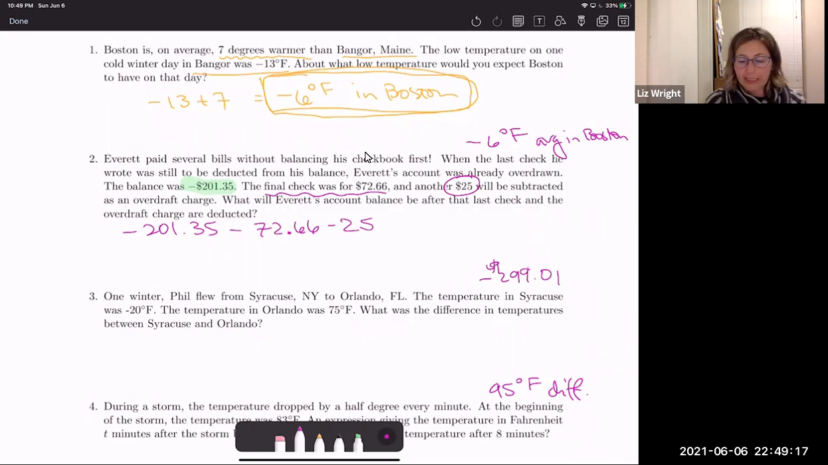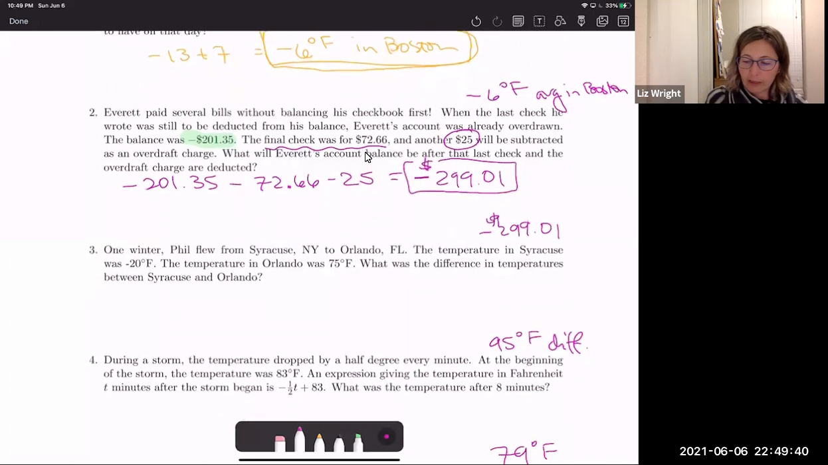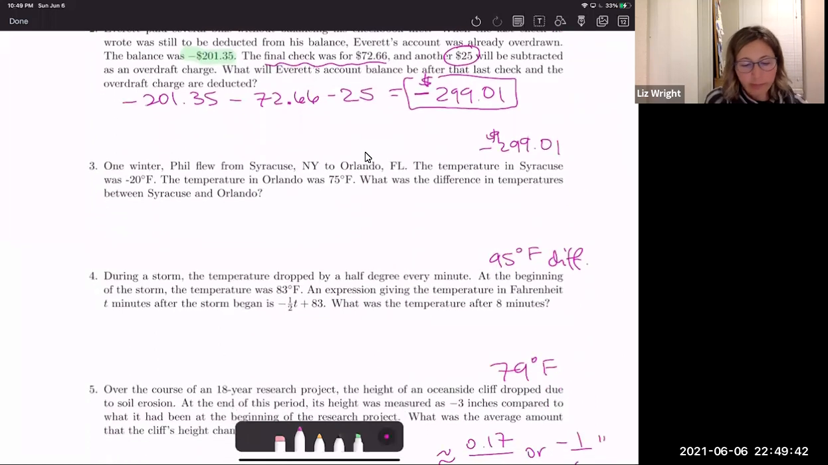Because I see that they're all negative, I would do 201.35 plus 72.66 plus 25. And then I know that my answer is negative. So my answer would be negative $299.01. That's bad. I feel bad for you, Everett. Hopefully that's a life lesson and that doesn't happen again.